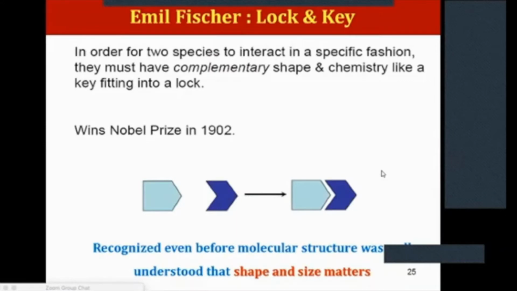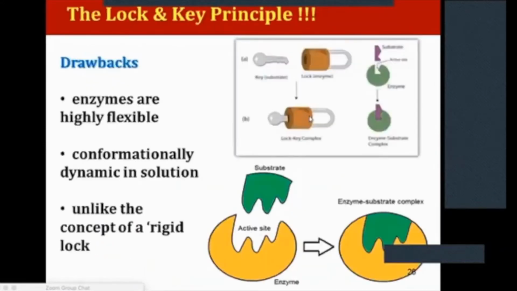But there are several drawbacks in this lock and key principle. Everybody might know it, since we have been studying it from childhood. The enzymes are highly flexible, so they cannot be rigid, and they are conformationally dynamic in solution, unlike a rigid lock. These are the drawbacks, which were addressed by Professor Daniel Koshland in 1958, and he came out with a new principle called the induced fit principle.